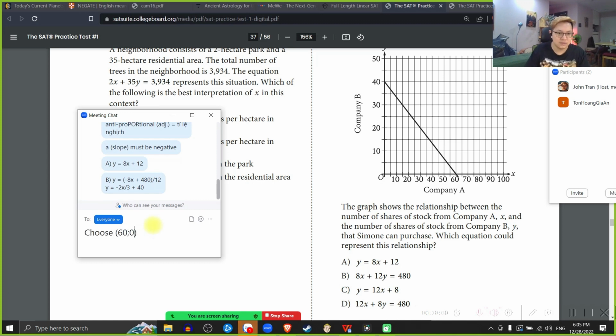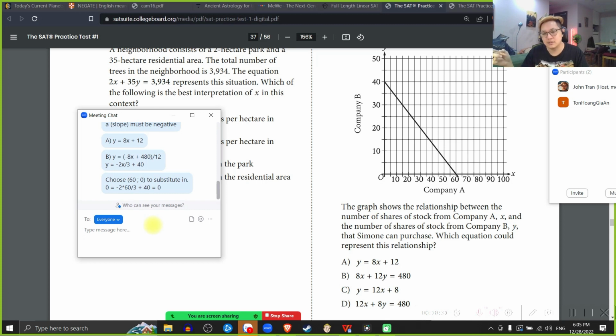Choose 60, 0. To substitute. And so we have 0 equal to minus 2 times 60 divided by 3 plus 40. So you should have 40 minus 40, okay, it's actually 0, right? So 0 equal to 0. So it means answer B is a correct answer.